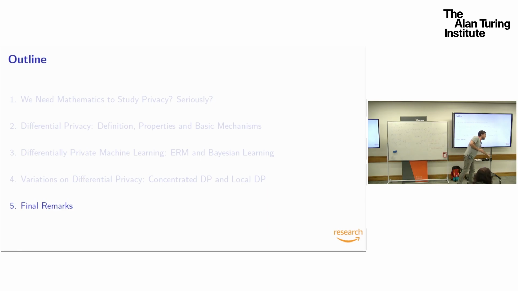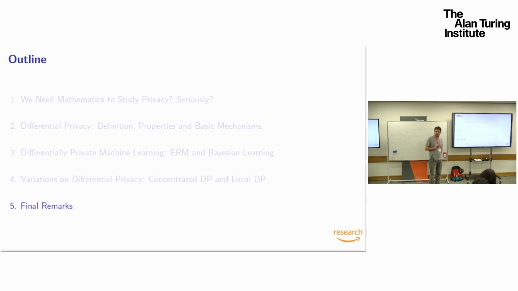So fundamental in the sense that there is no algorithm that will give you better utility in the local model? Yeah, in the sense that there's a lower bound on the utility for a fixed privacy or for a range of privacy parameters that has this asymptotic behavior.